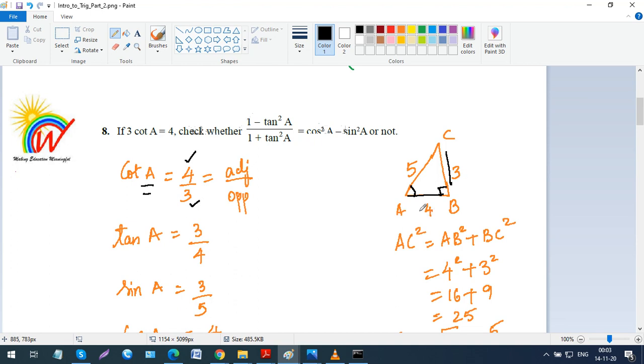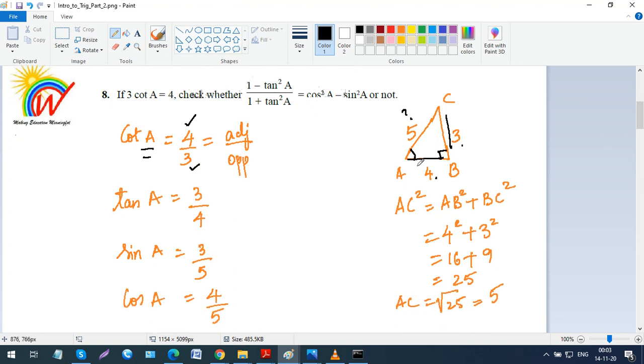Now if this is 4 and this is 3, I need to find what is AC here. So I will use the Pythagorean theorem. According to the Pythagorean theorem, AC square is equal to AB square plus BC square. So AB is 4 square plus BC is 3 square. 4 square is 16, 3 square is 9, so 16 plus 9 is 25. So AC square is 25, and you get AC is equal to square root of 25, which is simply 5. Now we have got all the 3 sides.